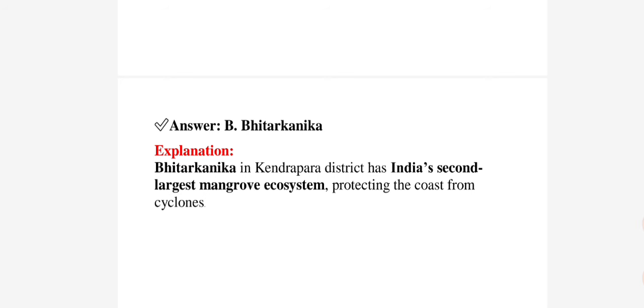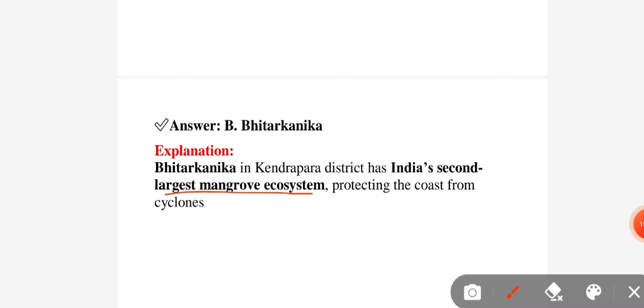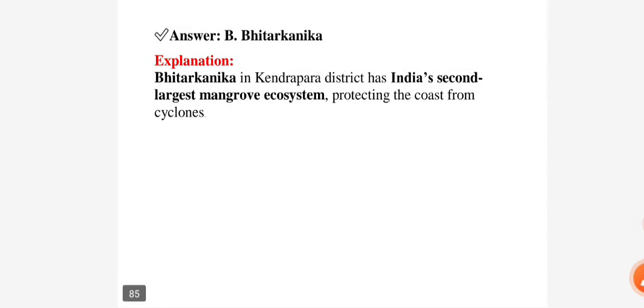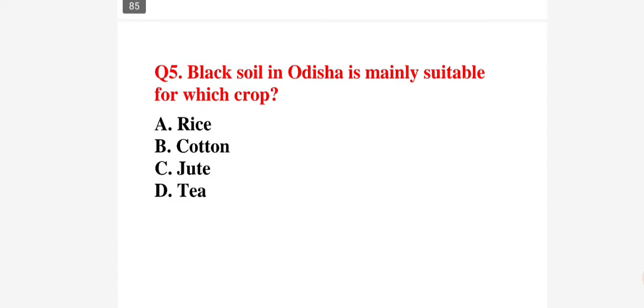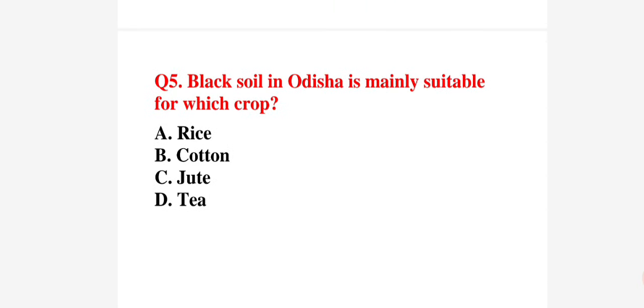Let us go through the explanation. Bhitarkanika in Kendrapada district has India's second largest mangrove ecosystem, protecting the coast from cyclones. So let us move to the next question, question number 5. Black soil in Odisha is mainly suitable for which crop? Option A rice, option B cotton, option C jute, and option D. So what will be the right answer here? The right answer is option B, cotton.